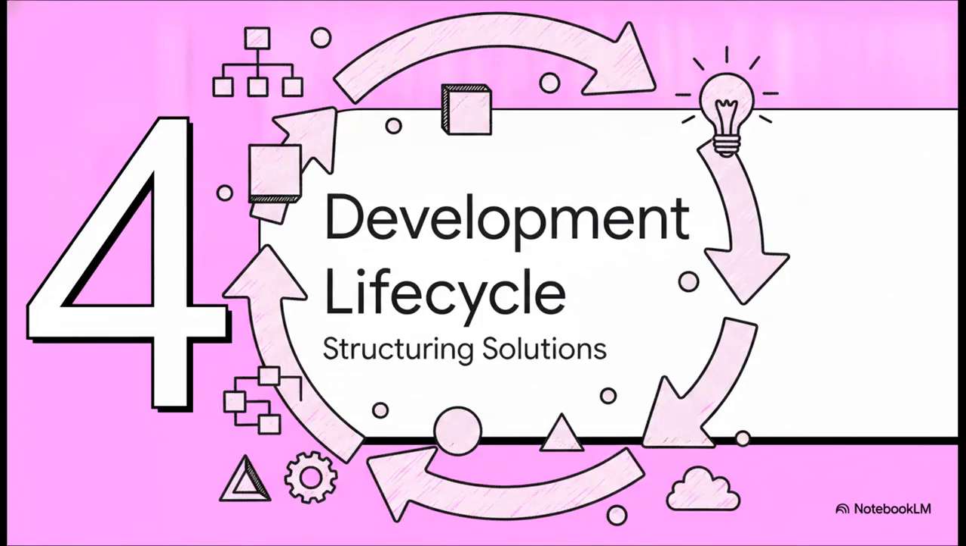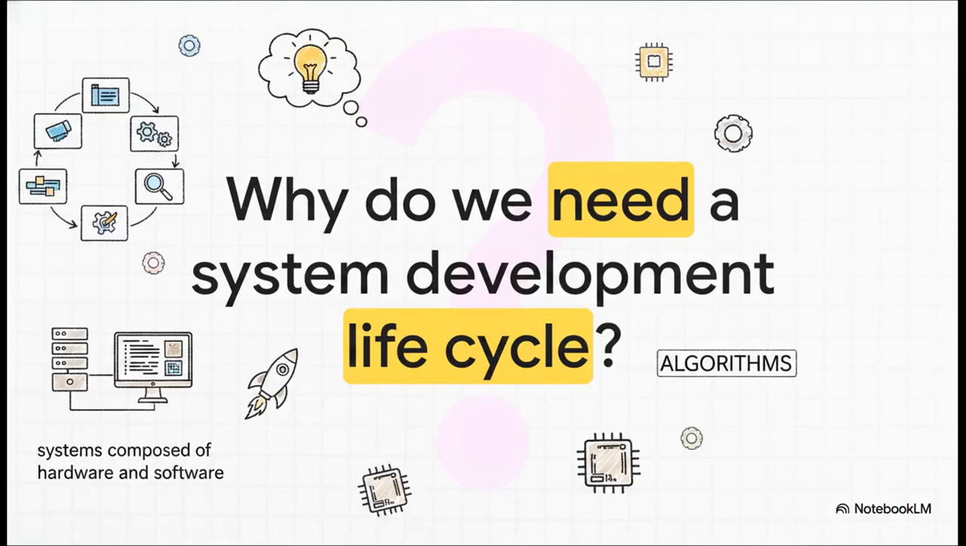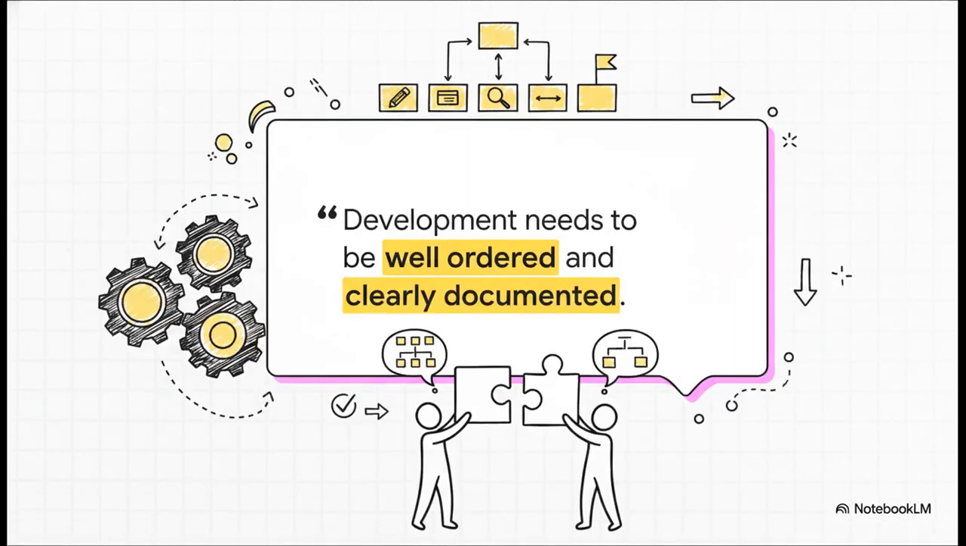All right, Section 4, the Program Development Life Cycle, Structuring Solutions. Now we introduce the overarching framework that houses all of this logic. And I want to pose a question directly to you, one that actually pops up in computer science exams a lot. What is the true purpose of the system development lifecycle? Like, why do we even need a rigid formal process for planning, creating, testing, and deploying systems composed of hardware and software? Well, the answer is pretty straightforward, but absolutely crucial.